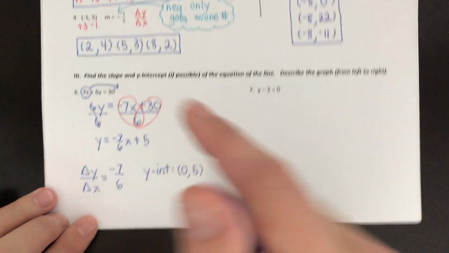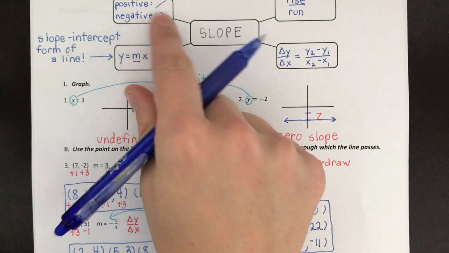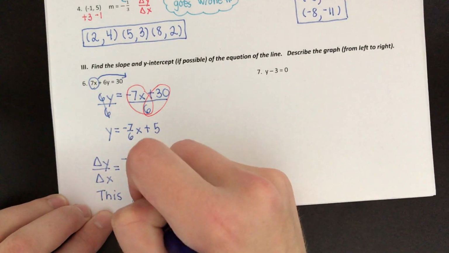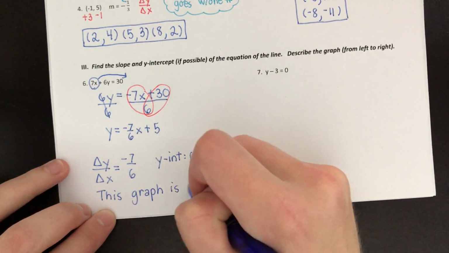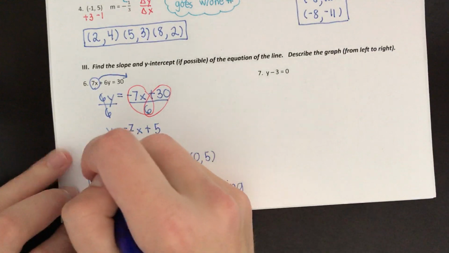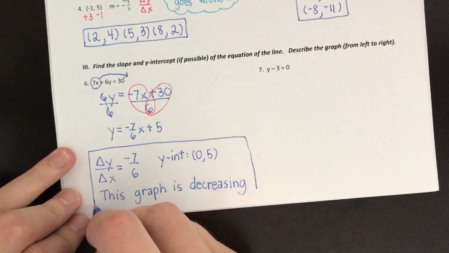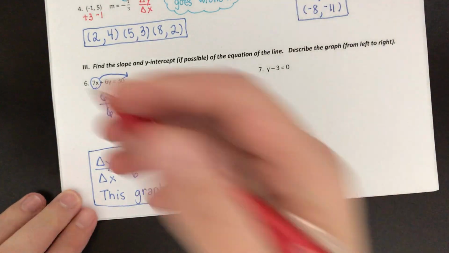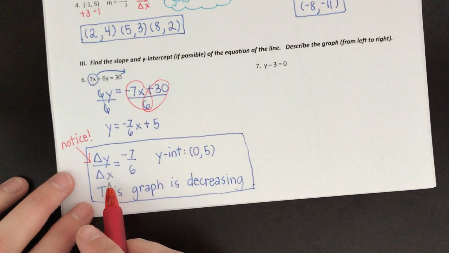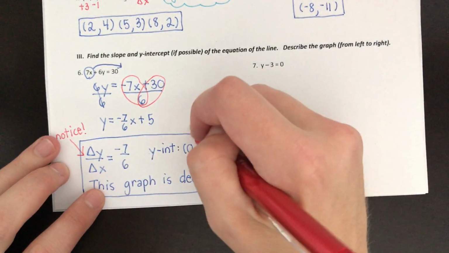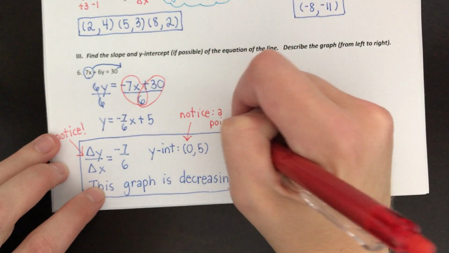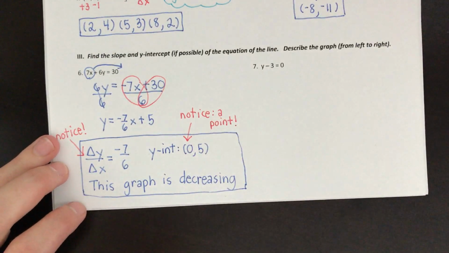Also, it wanted us to describe the graph from left to right. This is a negative slope. Remember that a negative slope from left to right is falling or decreasing. So we will say this graph is decreasing. Okay. Make a note to yourself so you don't forget. Notice the notation we used for slope, change in y over change in x. Notice a point. That way you don't forget when you write that y-intercept to write it as a point.